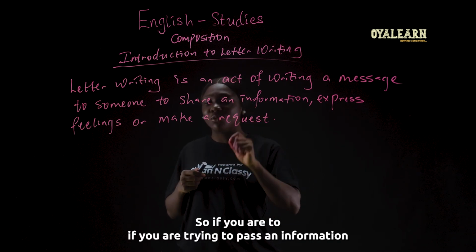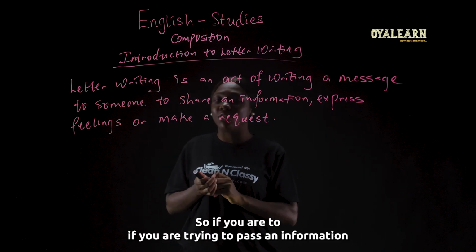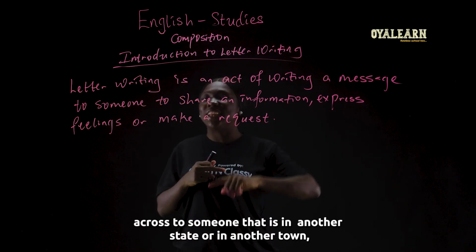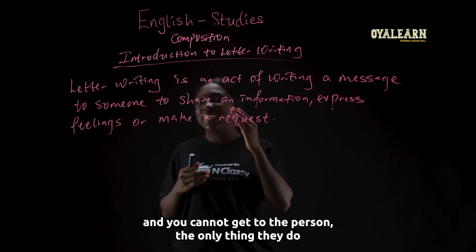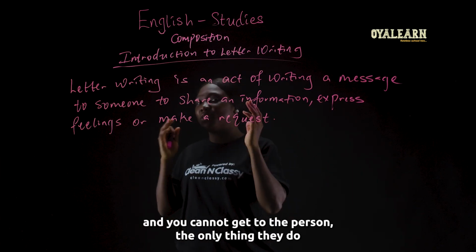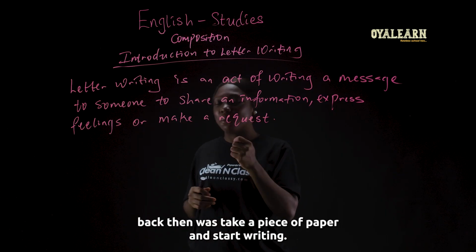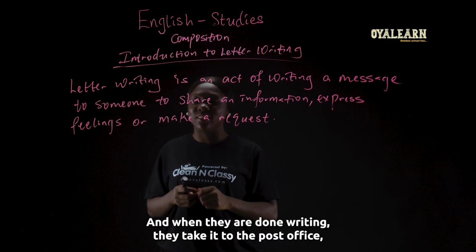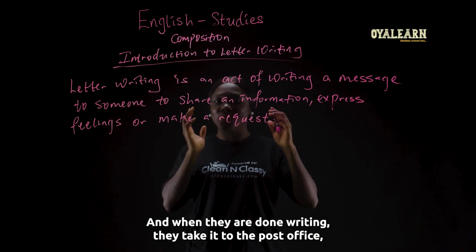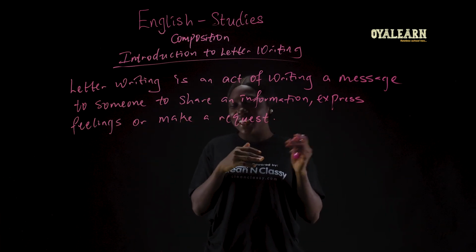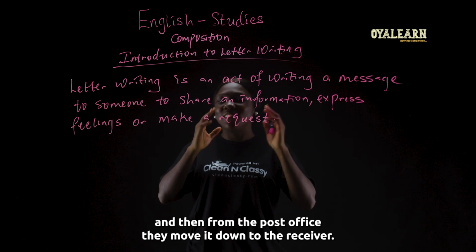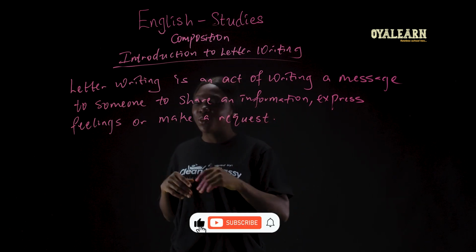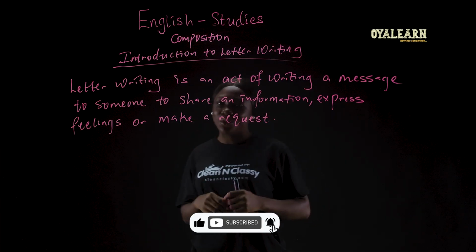So if you're trying to pass an information across to someone that is in another state or in another town and you cannot get to the person, the only thing they did back then was to take a piece of paper and start writing. And when they are done writing, they take it to the post office, and then from the post office they move it down to the receiver. So that was how it was for them in terms of communication.